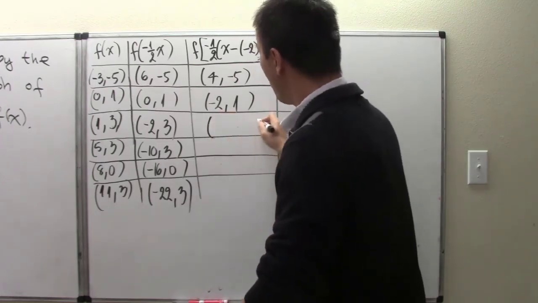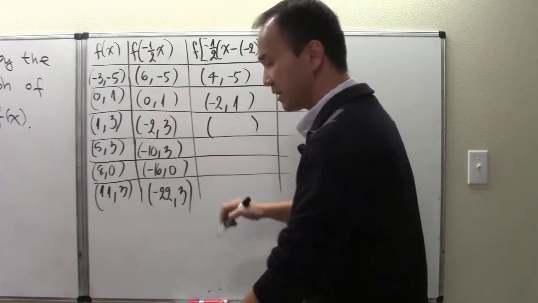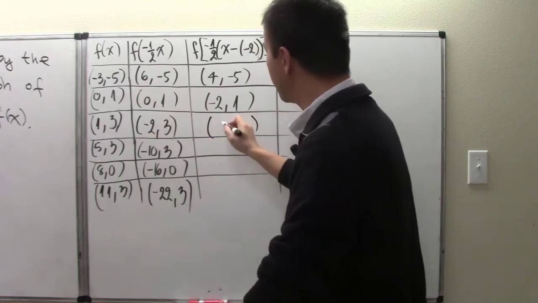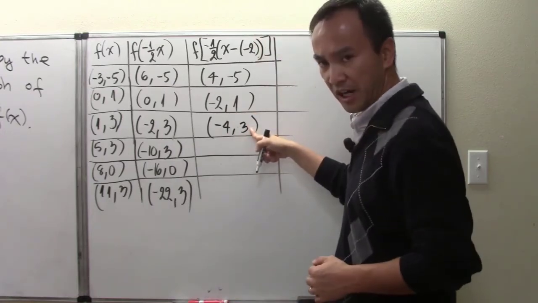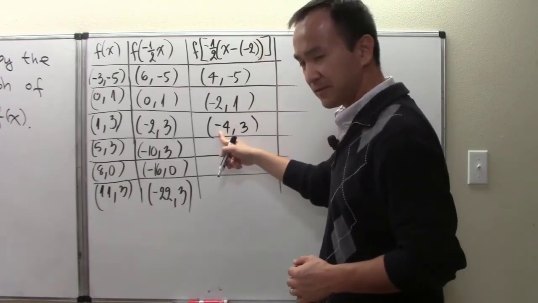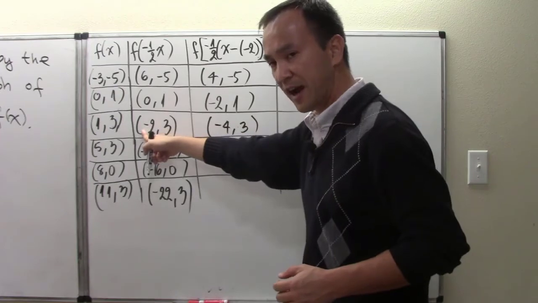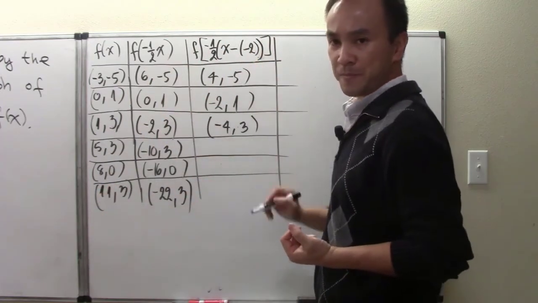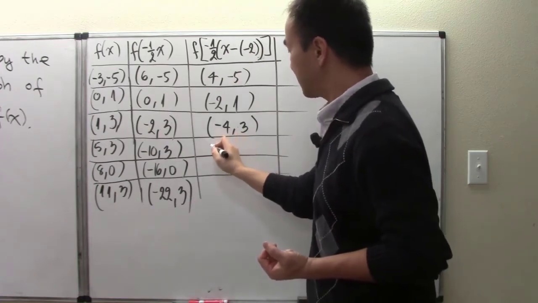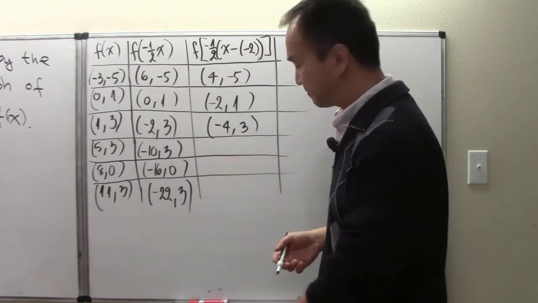So this point at (-2, 3) is now transformed to (-4, 3). Again, the y value stayed the same. The x value here came out because the x value in the very preceding step was added with negative 2. Okay, and now in the next step, we can start picking up pace here.